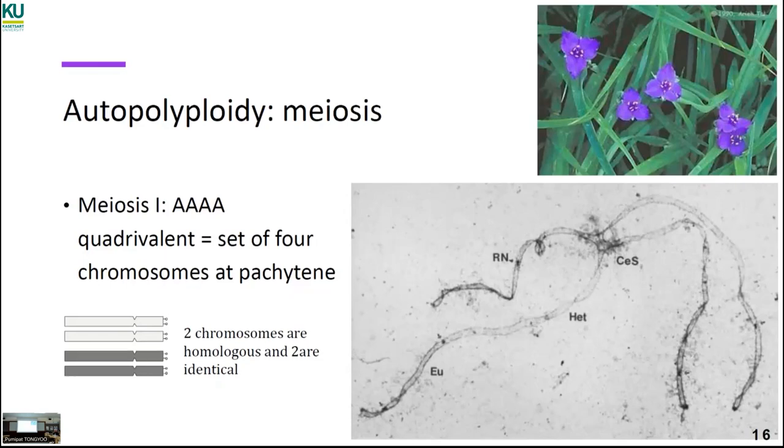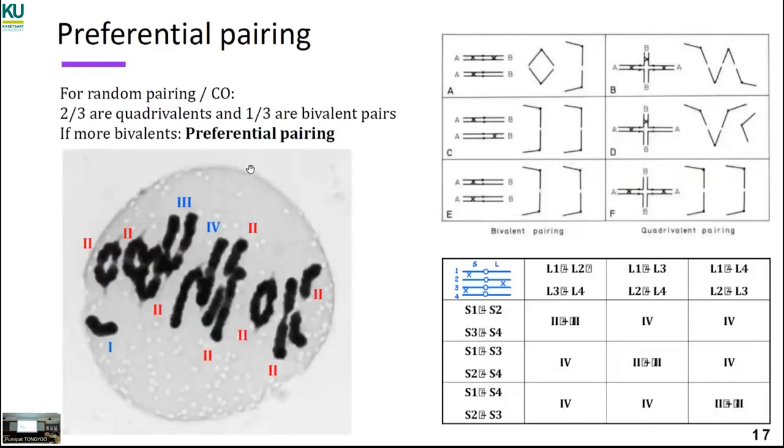And every arm has what we can see in the electron microscope as a crossover event, which we call a recombination nodule. But that is a detail I'm not going to discuss. Okay, now we come to exception number one in the orthotetraploid story. And that is the story of preferential pairing.